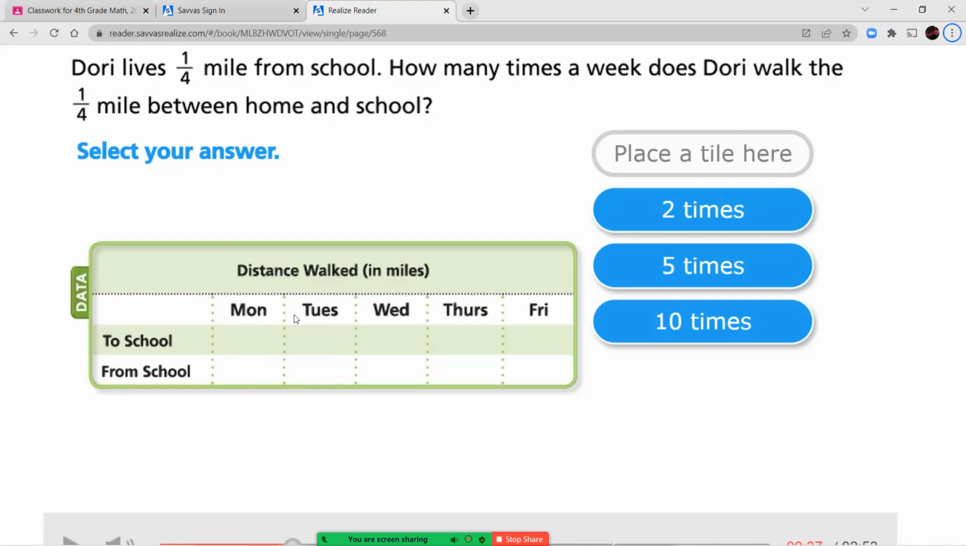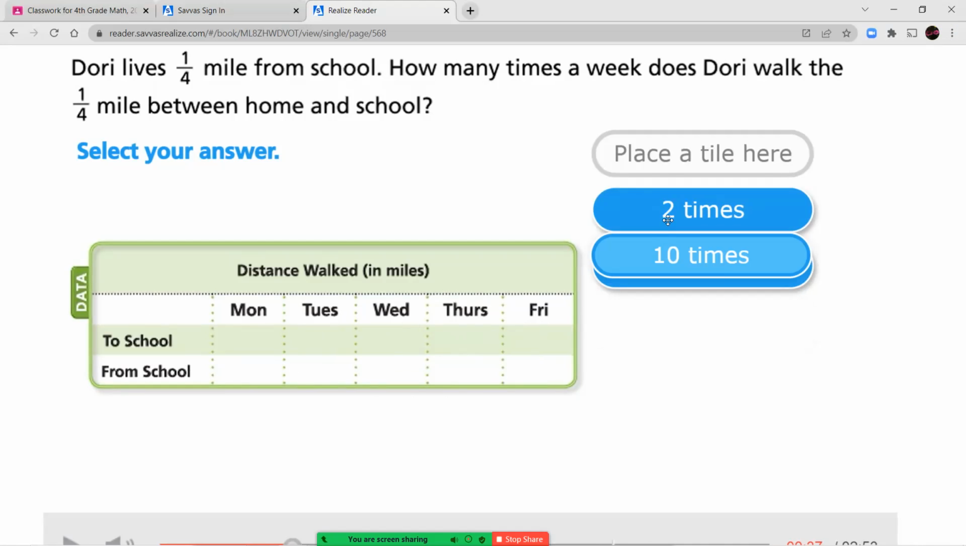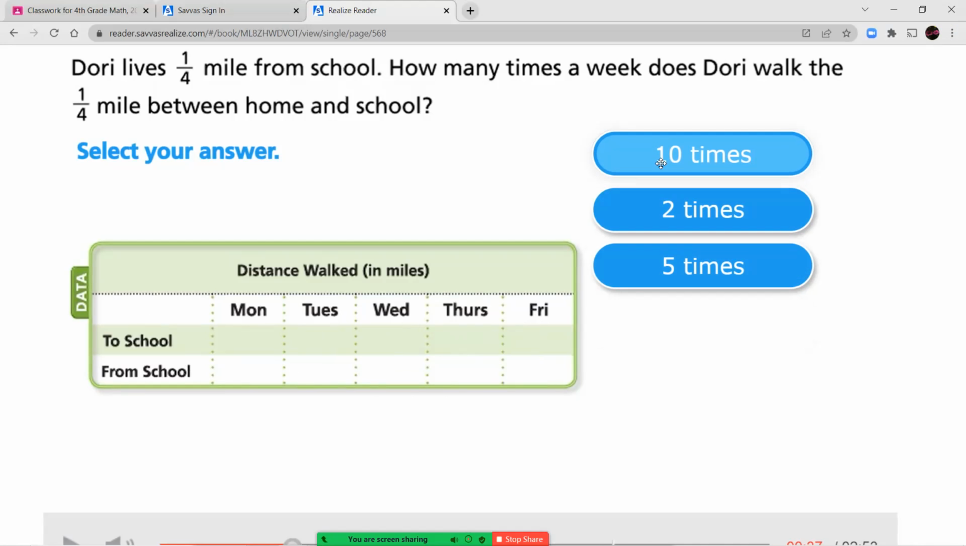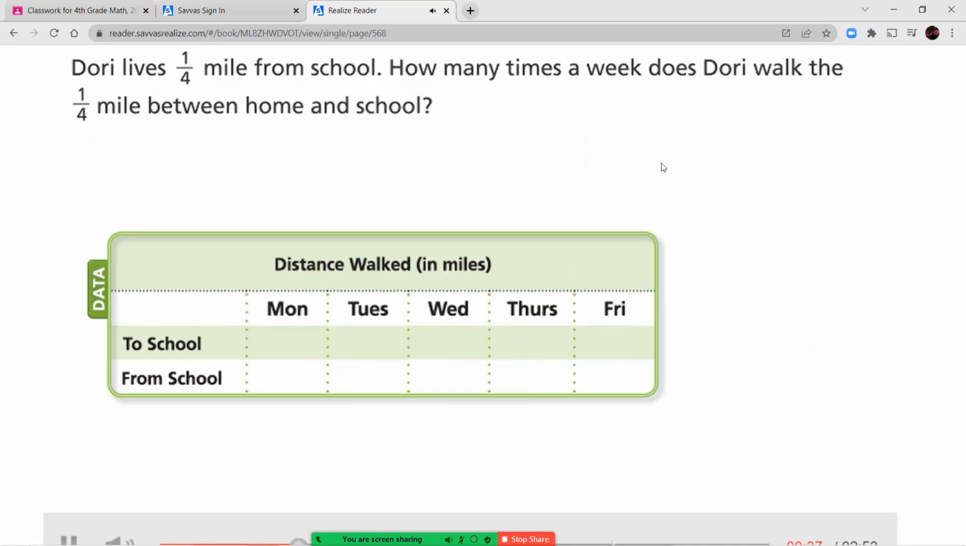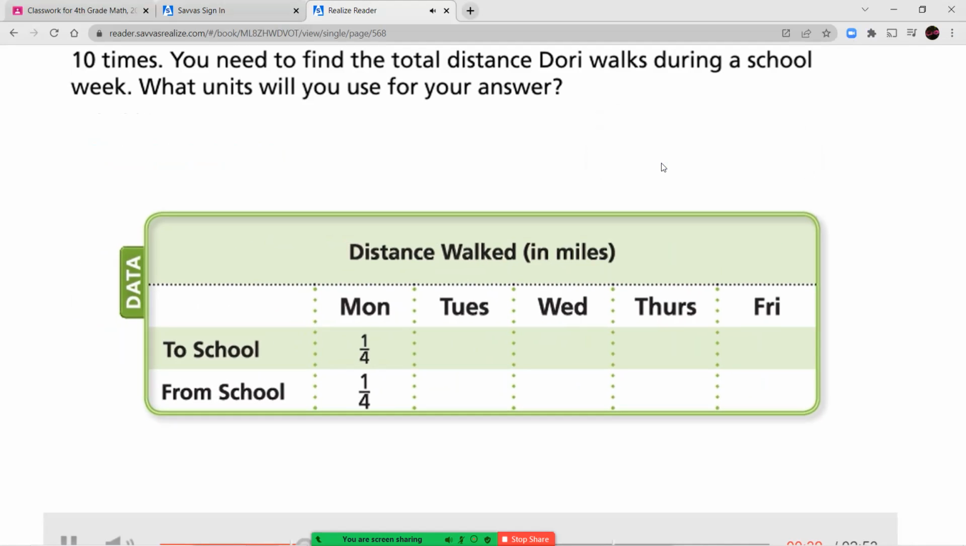And we have 5 days in the school week, so Monday to Friday, that's 5 days. So she walks 1/4 mile on the way to school and then another 1/4 mile on the way back. So that's 5 times to get there and another 5 times to get back. So she walks a total of 10 times per week. 10 times. You need to find the total distance Dory walks during a school week.